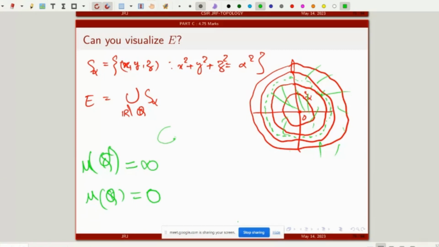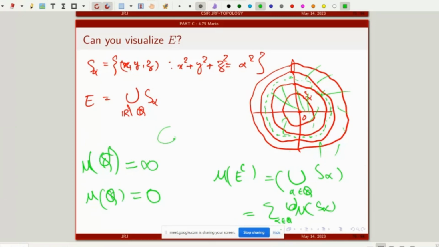So, likewise, what will be the measure of E complement here? E complement is the union over alpha belongs to Q of S alpha, whose measure is at most the summation of the measures of S alpha, where alpha belongs to Q. And each S alpha has measure 0. So the whole sum will be 0. So the measure of E complement will be equal to 0. Then what will be the measure of E here?